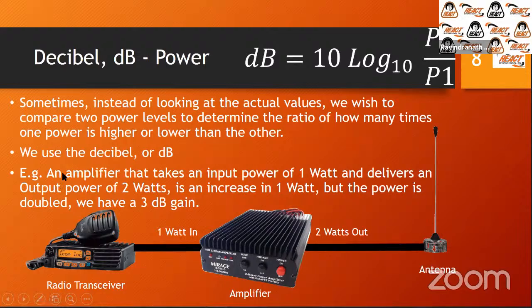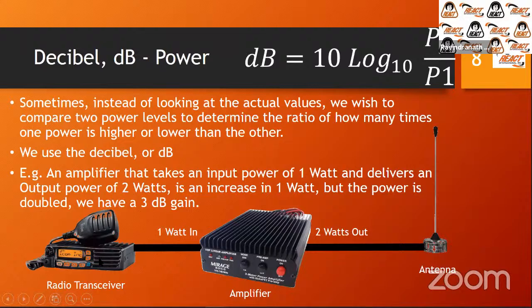So as an example, imagine you have a transceiver or radio and you're connecting it to an antenna, but in between the antenna and the radio, you have an amplifier. Why do you have an amplifier? Because the power output of your radio is at some value and you want more power going to the antenna, because as a ham, an amateur radio operator with a license, you're allowed to run a certain amount of power on each of these bands.